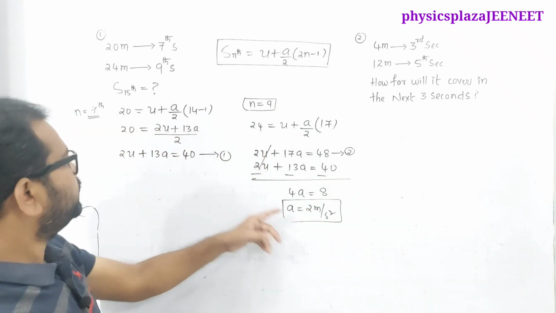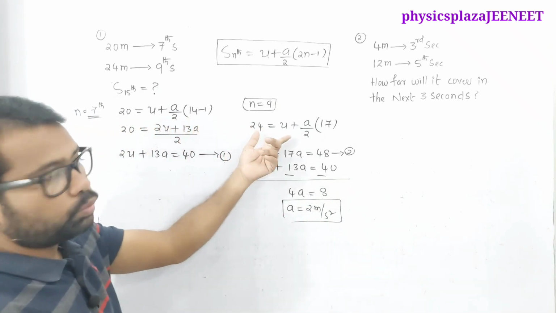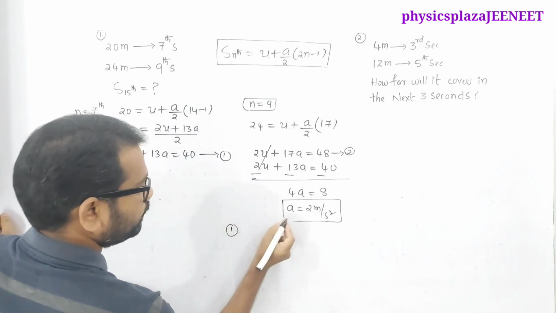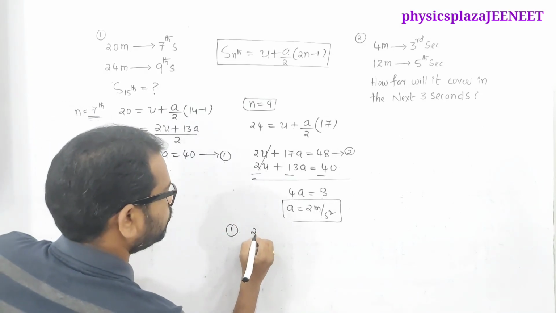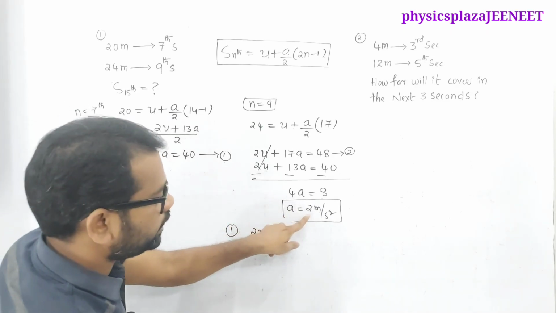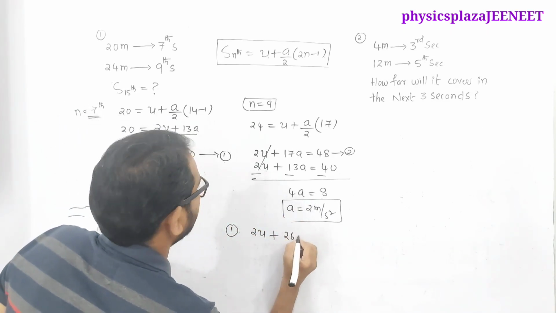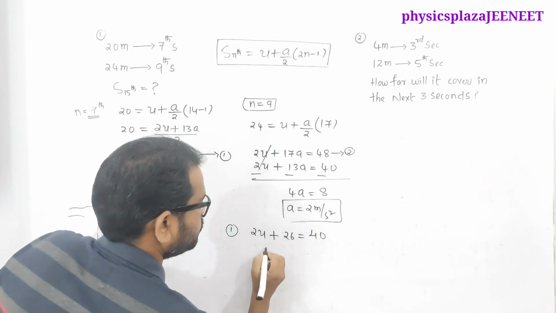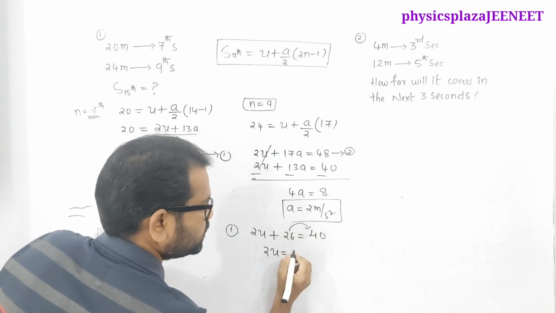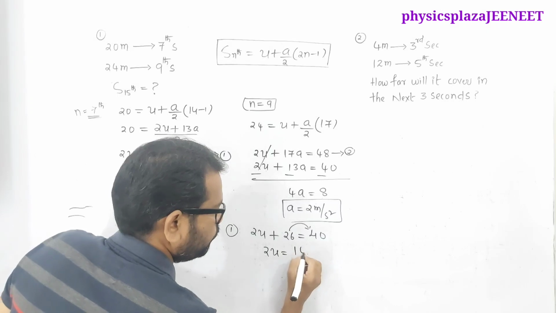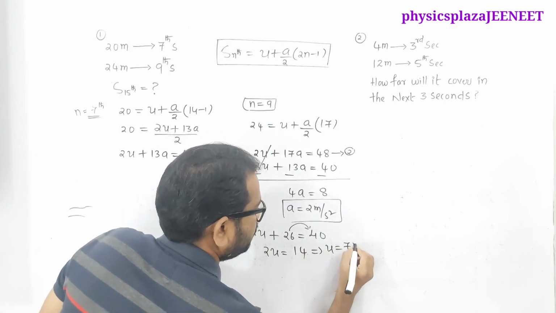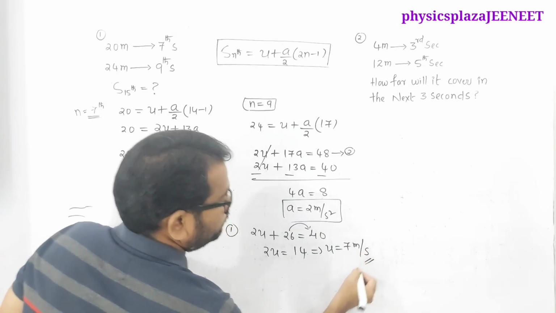This value, either you put in equation 1 or equation 2 to get the u value. So, okay, let us put in equation 1. The a value we are substituting in equation 1. So, 2u plus 13 into a, 13 into 2, 26, is equal to 40. So, 2u is equal to 40 minus 26, how much is it, 14. So here u is equal to 7 meter per second.